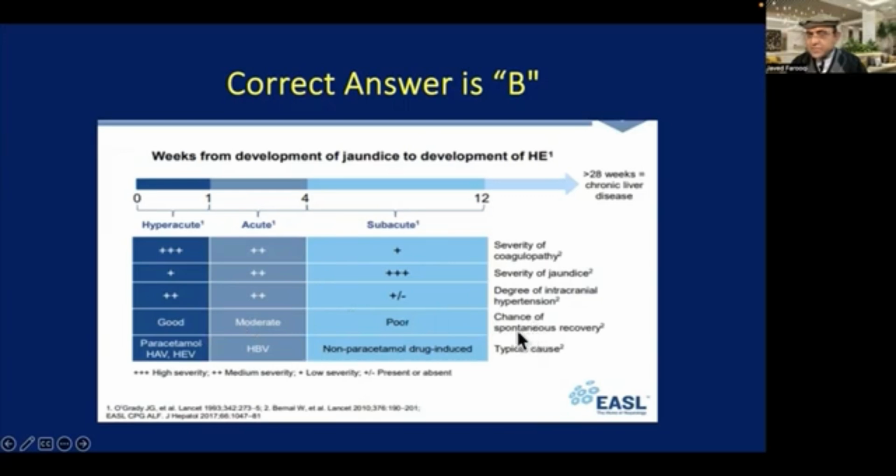The chance of spontaneous recovery is good, and the typical cause of the hyperacute patients presenting with fulminant failure is paracetamol, hepatitis A, or hepatitis E. In acute, it's in between, while in subacute, severity of coagulopathy is less, but severity of jaundice is more, and there may or may not be intracranial hypertension, and spontaneous recovery is poor, and these patients need liver transplant.